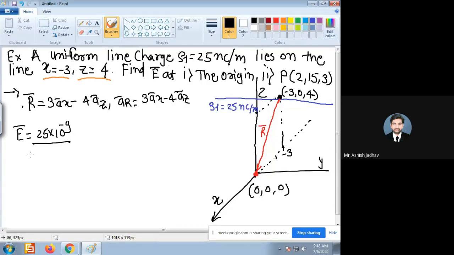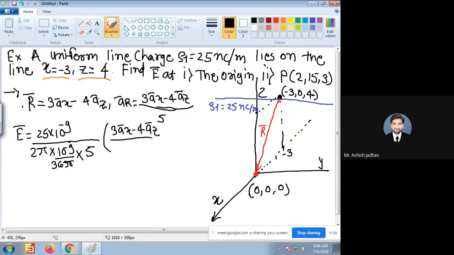Divided by 2 pi into 10 raised to minus 9 upon 36 pi, into what is the magnitude? I'm sorry, I have not written the magnitude. If you calculate the magnitude, it would be 5, right? So here I can write the value of R. Value of R is 5, into the unit vector, which is 3 a bar x minus 4 a bar z, divided by 5.